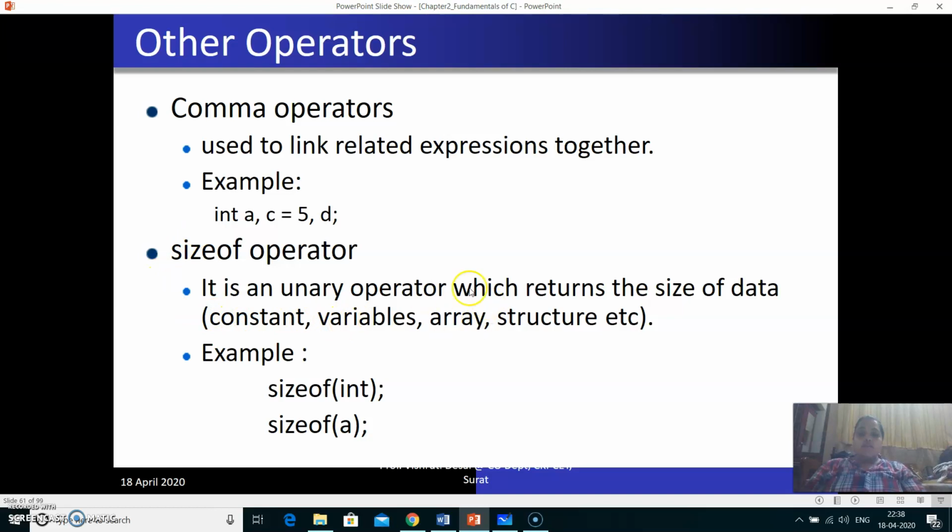Second operator is the sizeof operator. Sizeof operator is a unary operator which will return the size of the data. The data can be any constant number, it may be a variable, it may be an array or it may be a structure. Here is the example. Sizeof, within the brackets you have to write any of the elements for which you want to find the size. So if I am writing sizeof integer, now we know that integer will occupy 2 bytes, so it will return 2. If here I am writing sizeof A, where A is a variable, suppose I am declaring A as a character, then sizeof A will be 1.